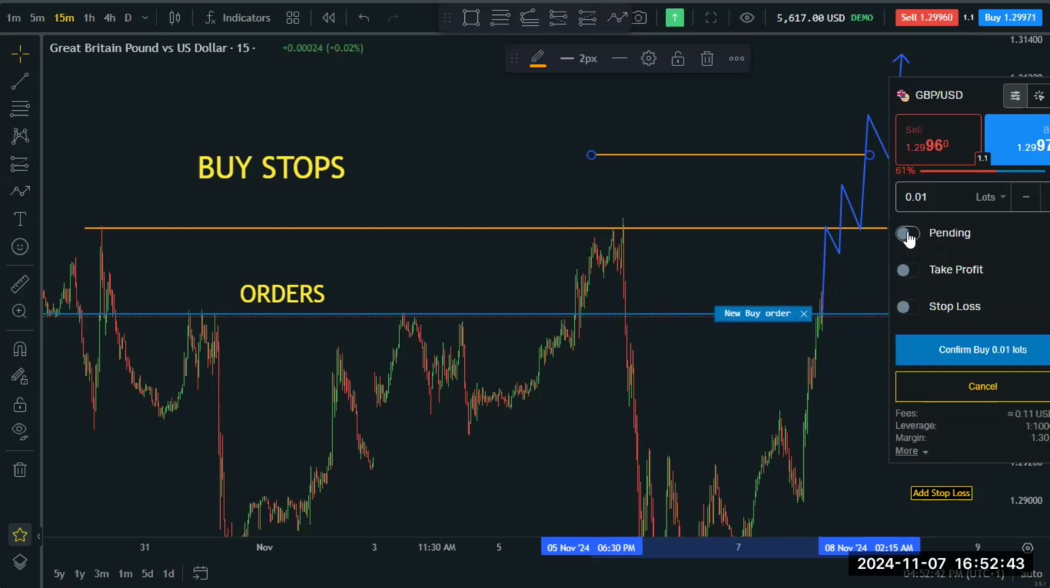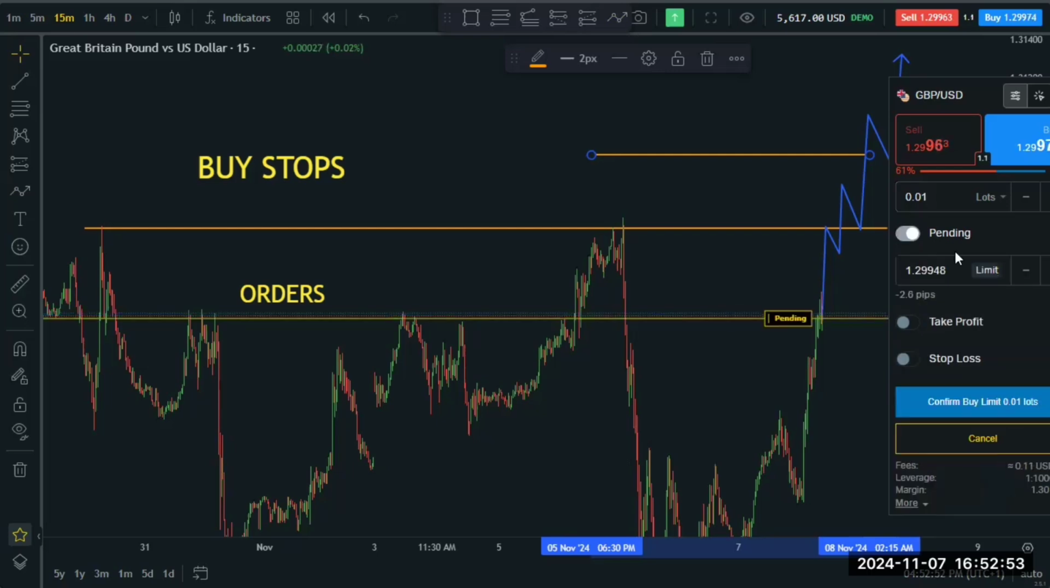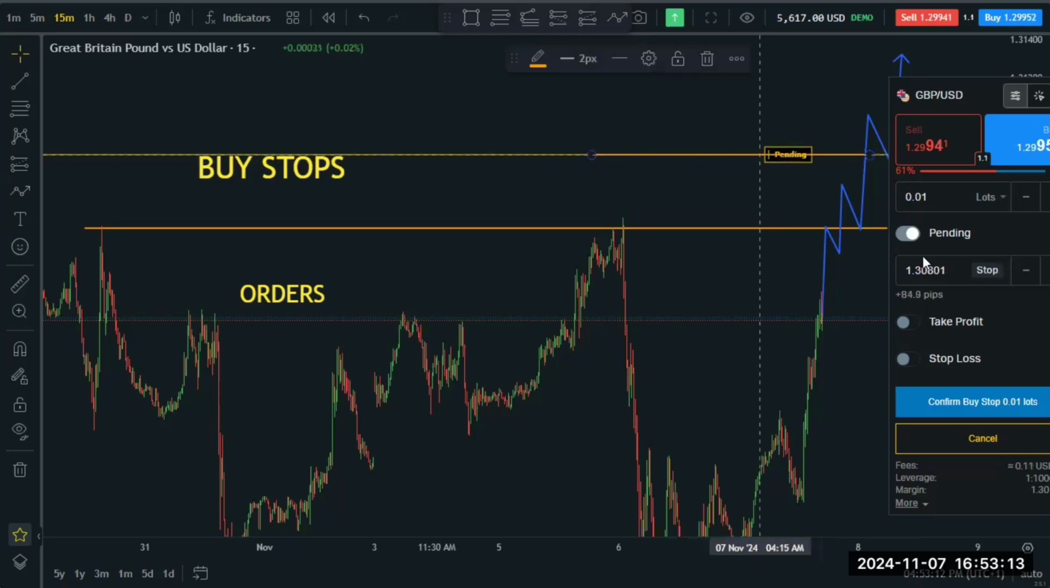I'll show you how to do it on the desktop platform and then on MetaTrader 5, the mobile version. So click on this to open it up. Currently, it says limit here. It's not a buy limit that we are executing right now. Rather, we want to execute above where the price is currently. So I'm going to shift it up to this point. You see, as I'm shifting it, it has changed this to stop.